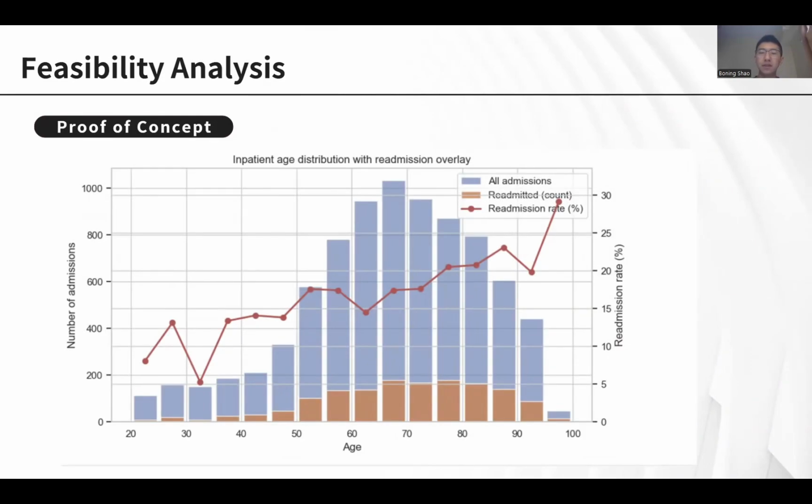Here, we plotted the readmission rate against the patient age, which is one specific feature in the EHR dataset. The red line clearly shows a positive correlation between them. This confirms that our clinical features are indeed predictive of the outcome, which lays a solid foundation for our project.